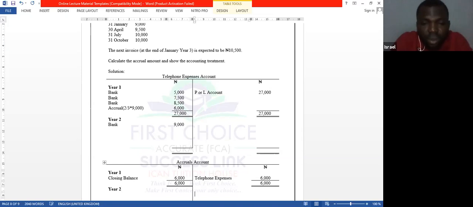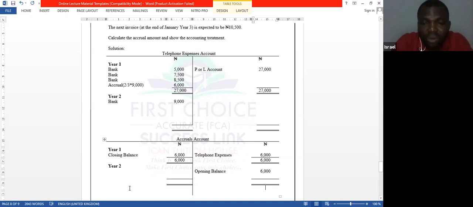So we have this as the opening balance, where we are just copying down the figure, that 6,000. We take this 6,000 under accrual, and we take it back to the telephone expenses account. So we now have our telephone expenses account here. The expense account is what is reversed.